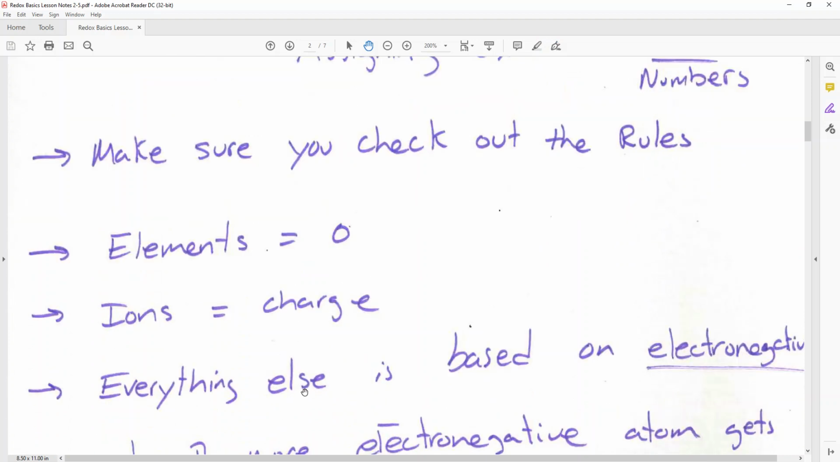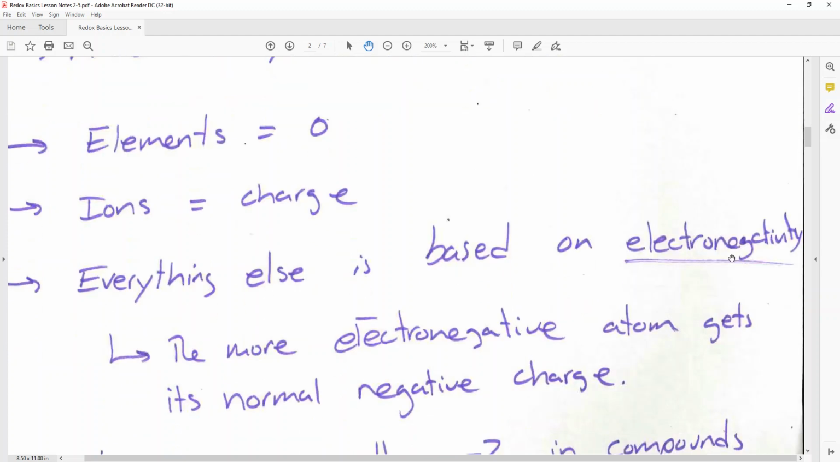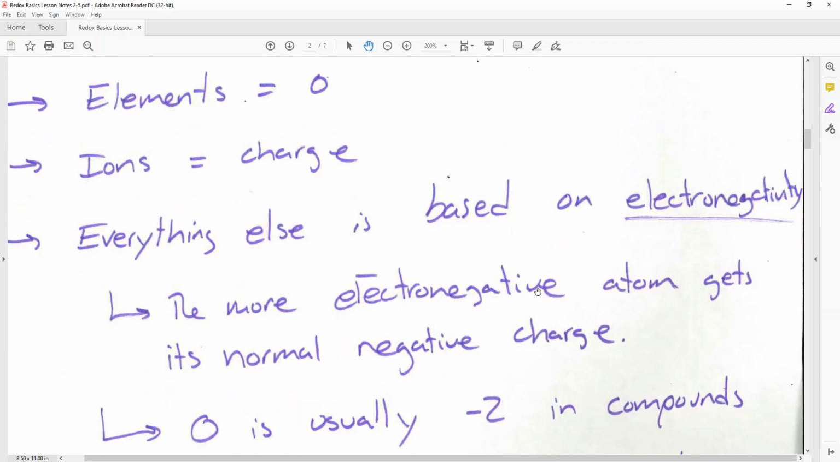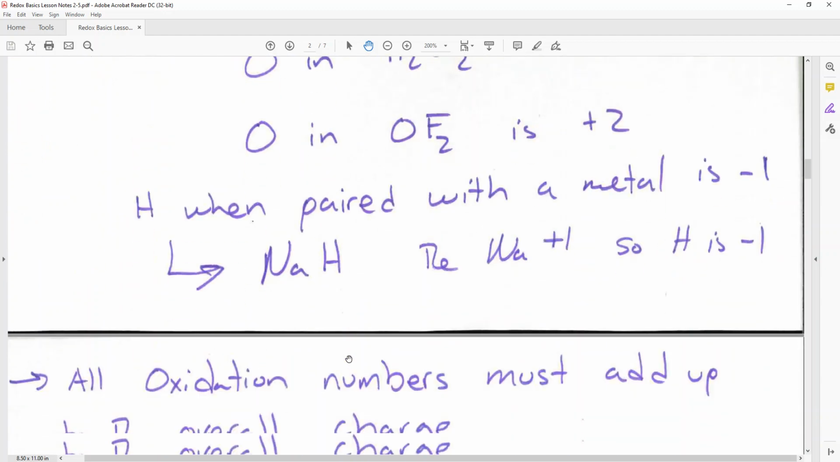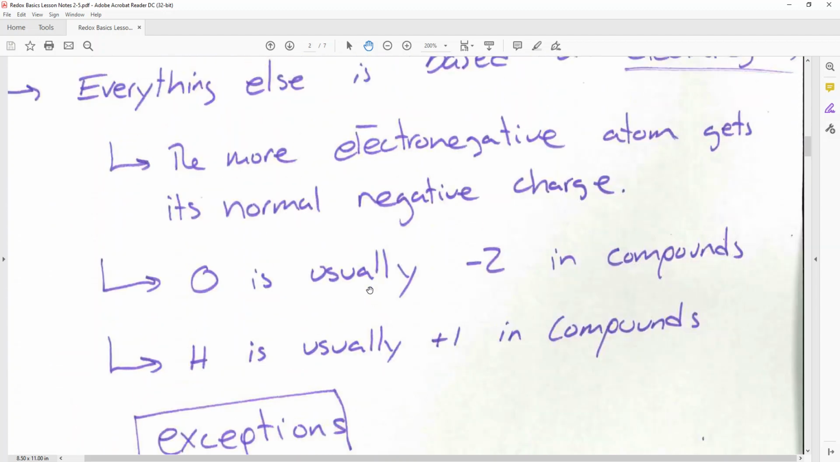All right. So the really basic rules that we want to follow are: if it's an element, it's zero. If it's just a monatomic ion, it's just whatever the charge of the ion is. And then everything else is really based on electronegativity. The more electronegative atom is going to get its normal negative charge. And then everything else has to follow this rule, okay? All oxidation numbers must add up to the overall charge. So we'll go over some examples, but let's look at some of the rules.